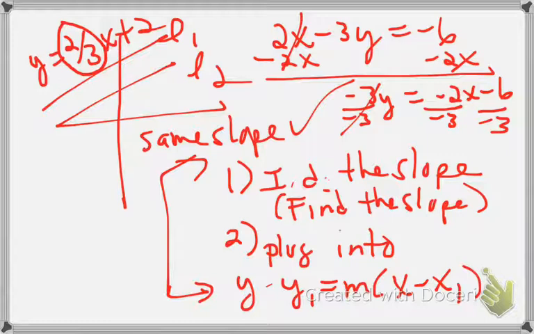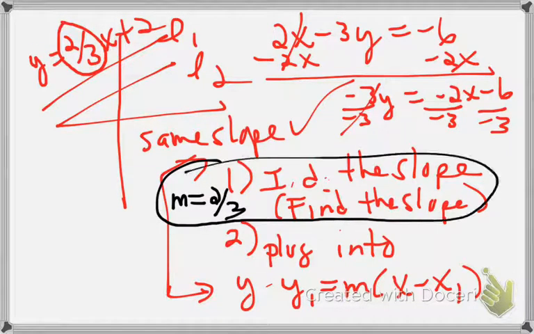So we ID'd the slope. We know little m is 2/3. Okay, we did that. Find the slope, 2/3. Now, all we have to do is plug something here, here, and here to get the full-blown equation of the line. It's like pieces of the puzzle. We know little m, and actually we know the other things too.